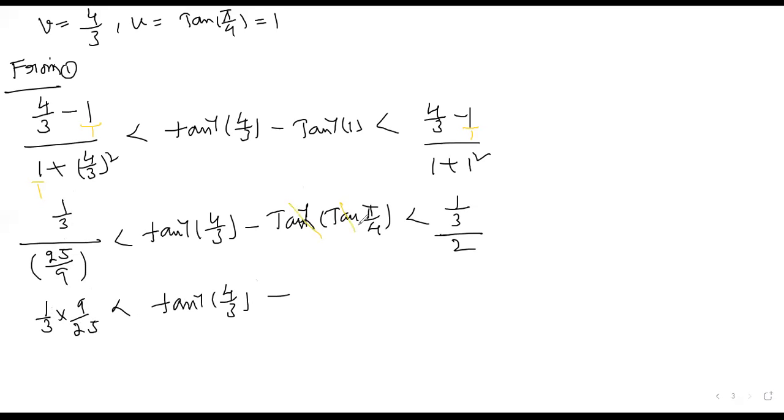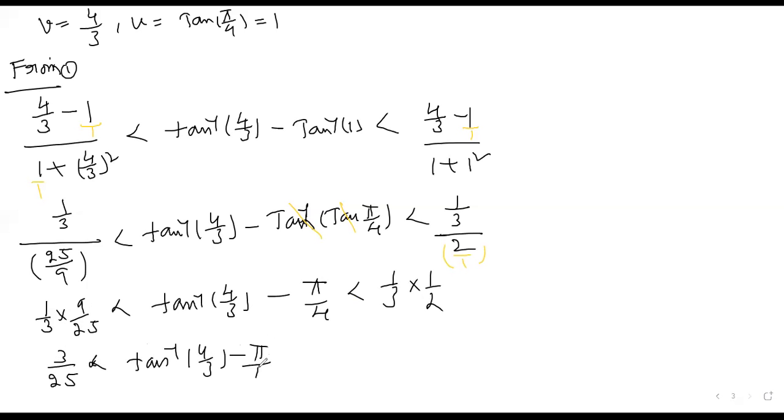Simply, both are cancelled. Then we can write pi by 4 here, which is less than 1 by 3, written as whole by 1, which is the fraction. If it is reciprocal, then you will get 1 by 2. So then this can be written as 3 ones are 3, 3 fives are, that's why 3 by 25, which is less than tan inverse of 4 by 3 minus pi by 4, which is less than 1 by 6.